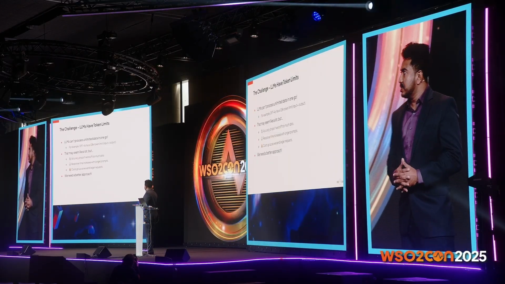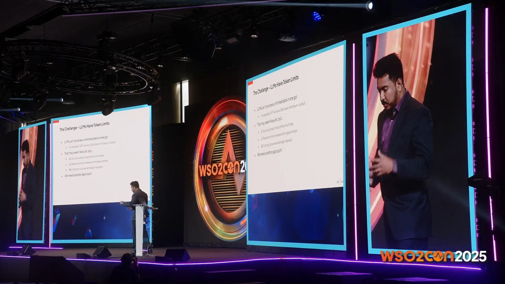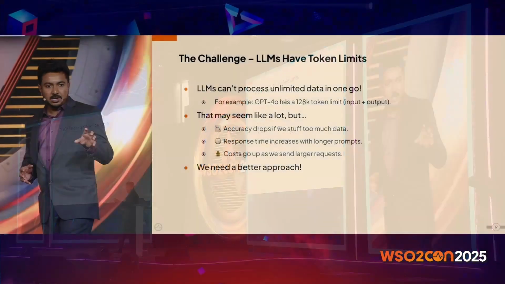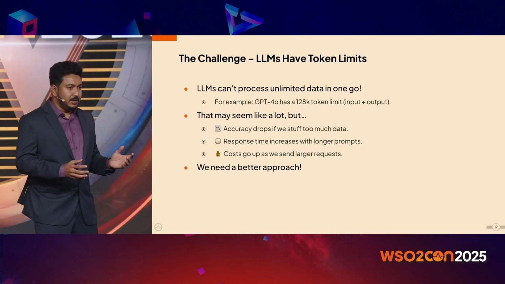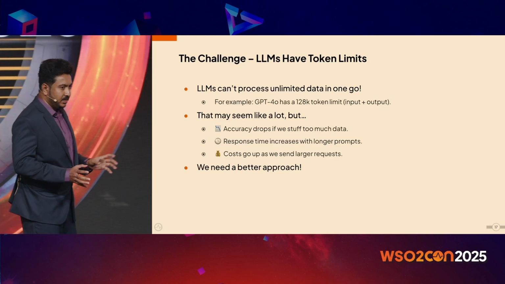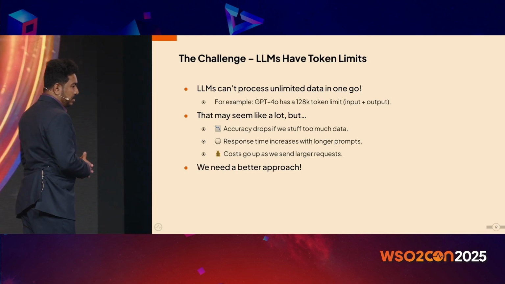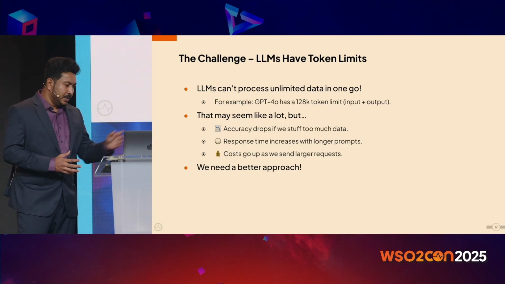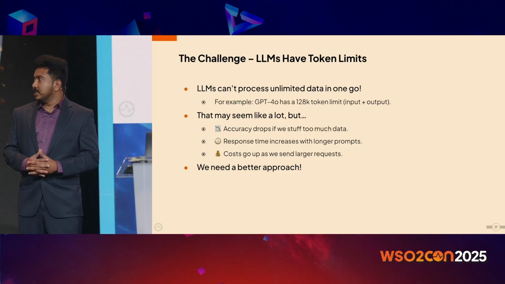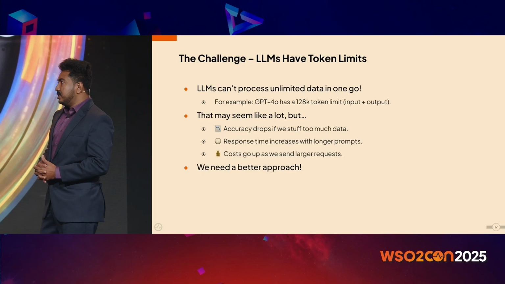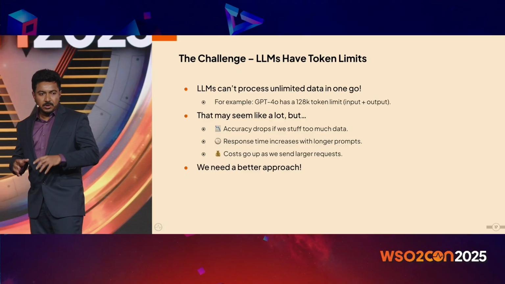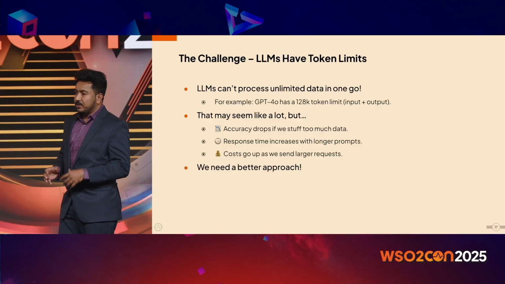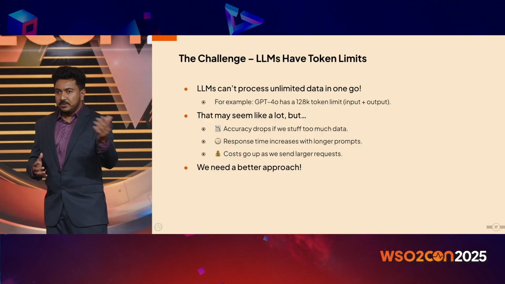So what are the challenges here? LLMs or the Gen AI models have a token limit that they can consume. So they can't look at unlimited data. All the models have a limitation that they have to adhere to. For example, the model that we use has like a 120K token limit. This seems like a lot, but if we try to utilize the full context window, it will affect the accuracy also, because now it has to refer to a lot of information.